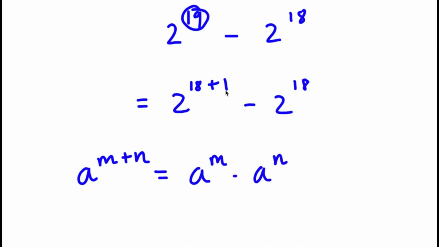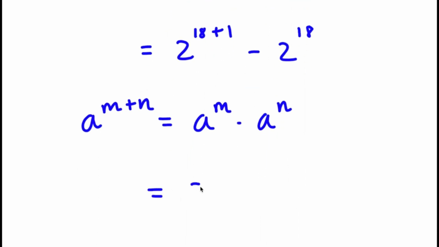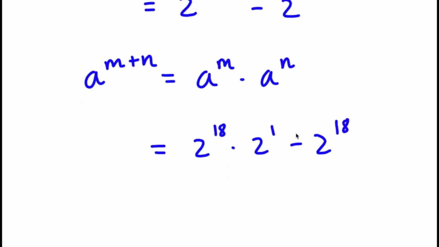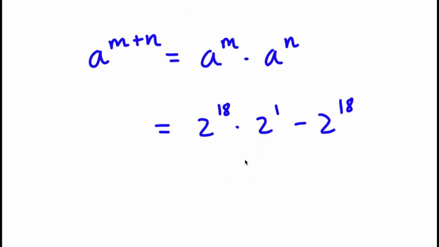So in this case, 2 to the power of 18 plus 1, I can write that as 2 to the power of 18 times 2 to the power of 1. Now I have this minus 2 to the power of 18. So now from here, I can simply factor out 2 to the power of 18.